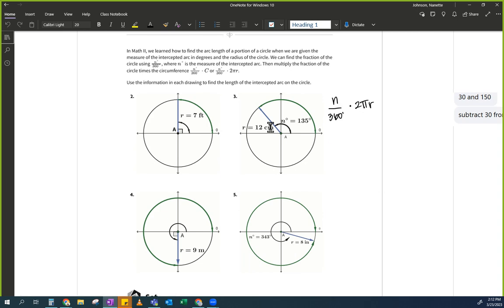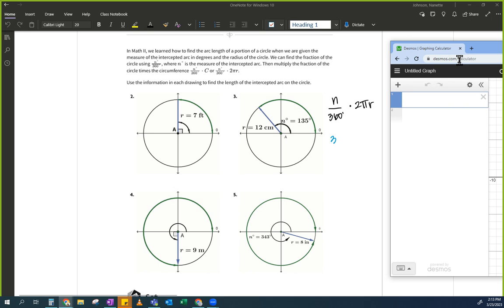So then we just replace n with 135 degrees, divided by 360, times 2 pi, which is a number as well, and then r is the radius of that circle. So here's my r in this case. It's 12. Whatever that is, when I plug it all in, that's my answer. So I go like this: 135 divided by 360 times 2 pi times 12.